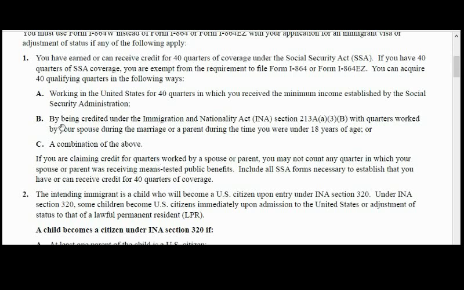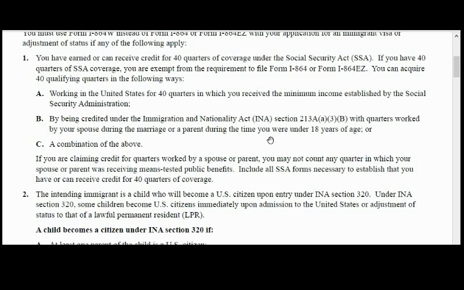B, by being credited under the Immigration and Nationality Act section 213A with quarters worked by your spouse during the marriage or a parent during the time you were under 18. So basically, you can be credited through your spouse or your parent. For your parent, you have to be under 18 years old. So if they worked when you were under 18 years old, if they didn't receive any benefit from the government, then they can use that time and give you that as a credit to reach your 40 quarters.